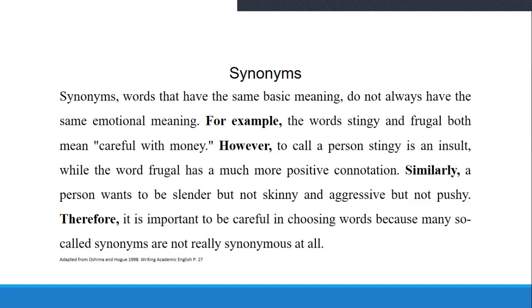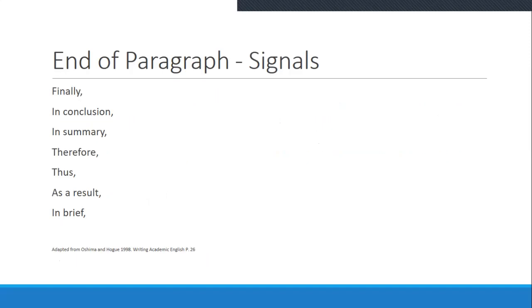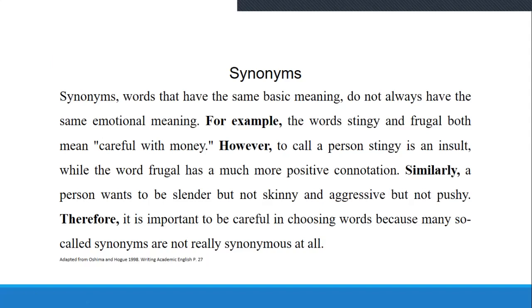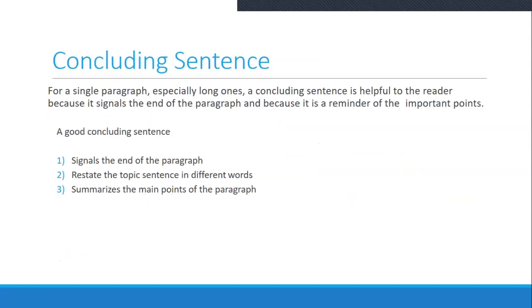Okay, and then therefore it is important to be careful in choosing words because many so-called synonyms are not really synonyms at all. Now, as you can see, the writer has come to the conclusion. So he has used the word therefore to signal the conclusion, right? And the writer says, therefore, it is important to be careful in choosing words because many so-called synonyms are not really synonyms.